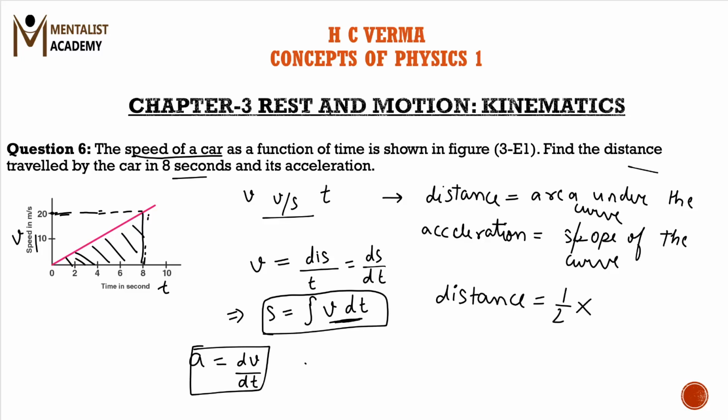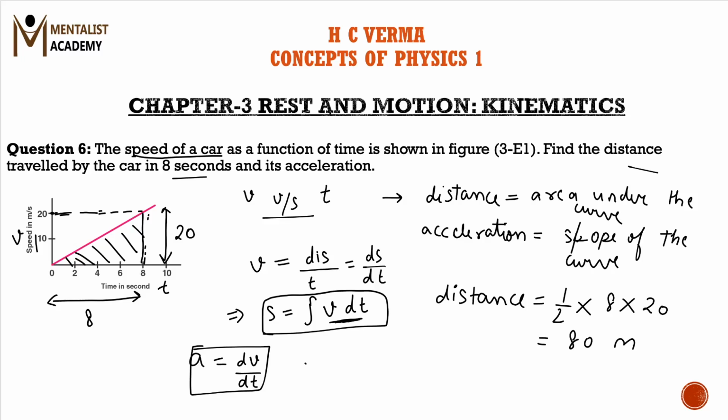Now what is the base length? Base length is 8, and what is the height? Height is equal to 20. So we will put 20, and the distance would come out to be 80 meters.